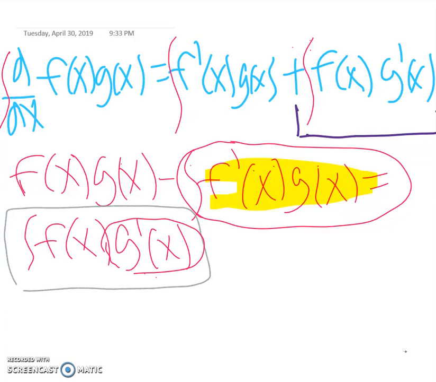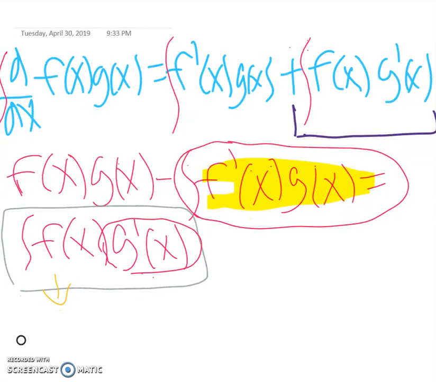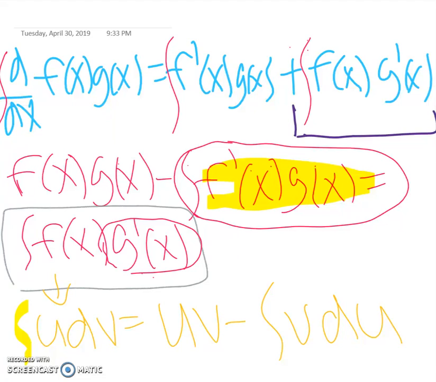And you're actually going to see it where it actually equals right here. It's actually going to be that f of x is going to be u and g prime of x is going to be dv, since that's a derivative. And that's going to equal uv, because from dv to v we're taking the antiderivative of dv, minus the integral of v du. That's the standard formula that you're going to see.